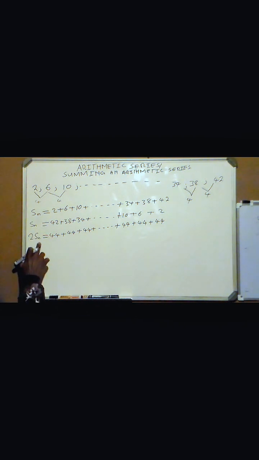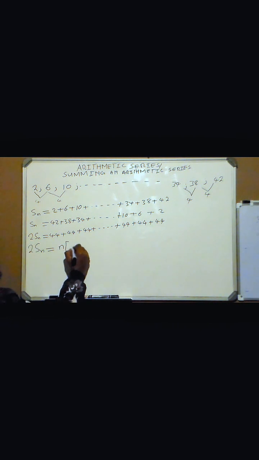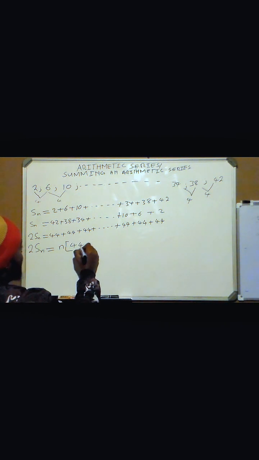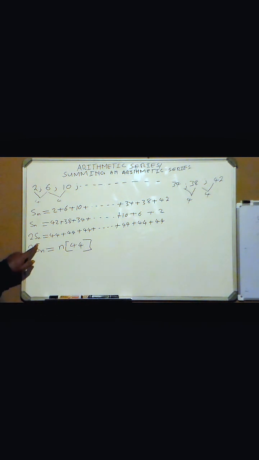But in this case, we do not know how many times we are adding it up. So that is why we write n, right? So in this case, it will be 2Sn equals to n times 44. So we are saying that 44 is added n times because we do not know how many times it's being added. So therefore, Sn would be equals to n over 2 multiplied by 44.